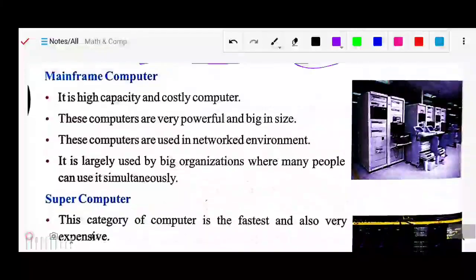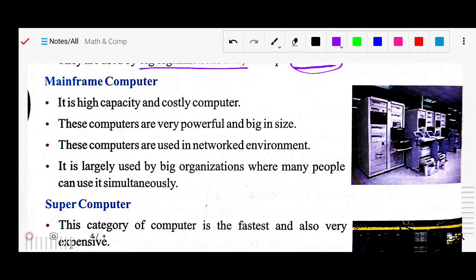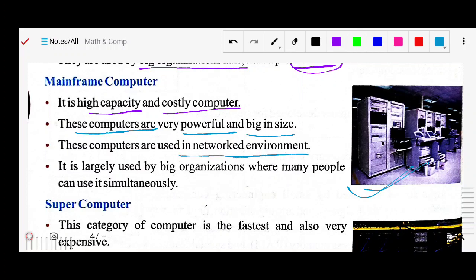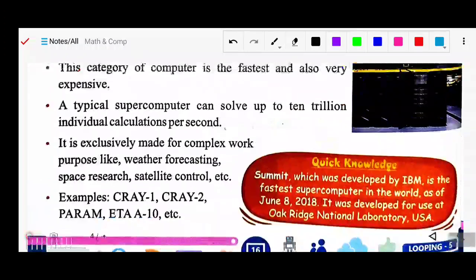Then after it comes the mainframe computer. The mainframe computer has high capacity and is costlier also. These computers are very powerful and big in size. They are used in a network environment. They are largely used in big organizations where many people can use them simultaneously. Earlier it was 4 to 200, here maybe thousands of people work at a time, and it's very big.